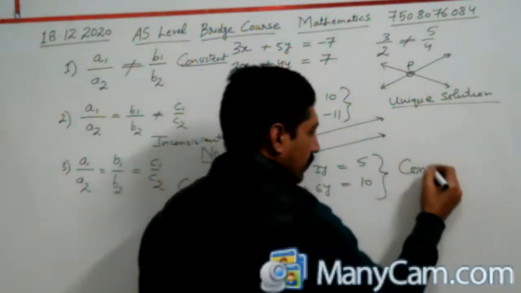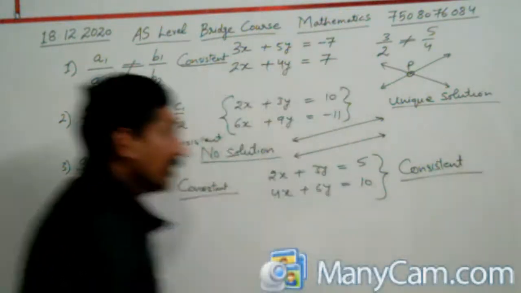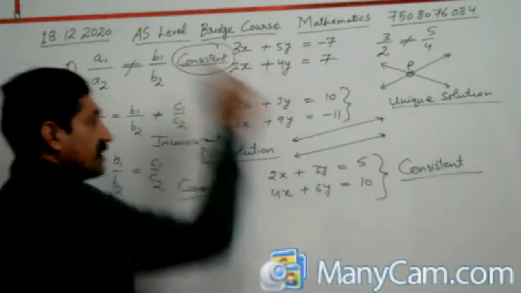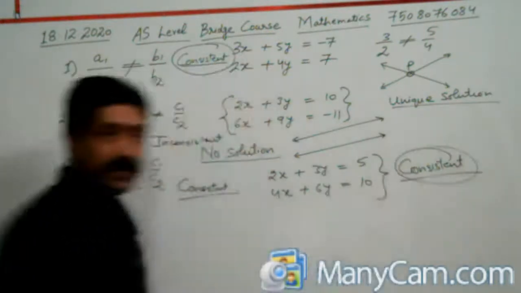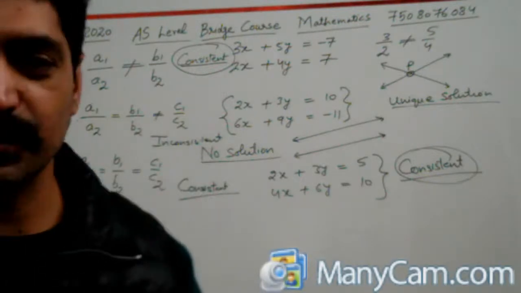So the pair of linear equations are again consistent. In both cases, this is consistent and here also consistent. Why consistent?